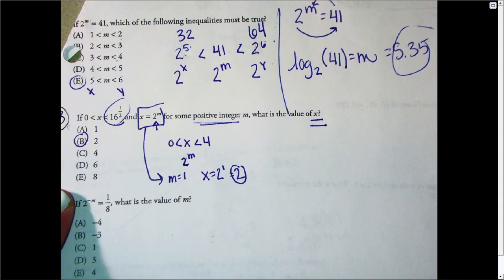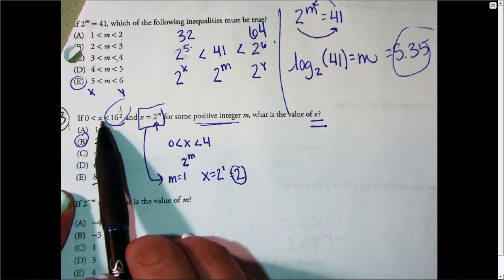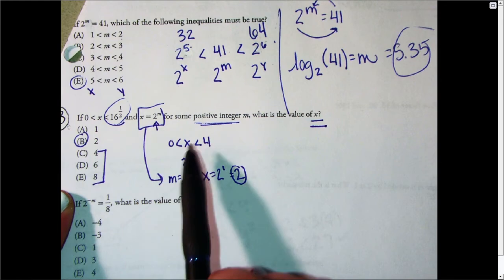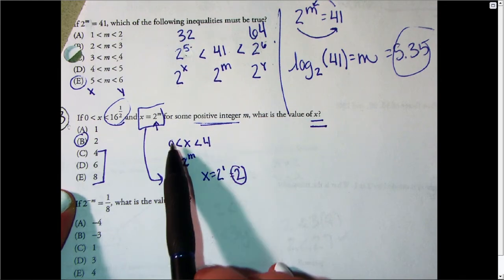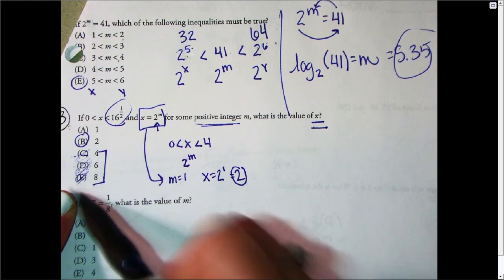I'm looking for a value of x, which means it cannot be 4 through 6. That number for x is greater. 4, it can't equal 4. It has to be between 0 and 4. So C, D, and E are just totally out to begin with.